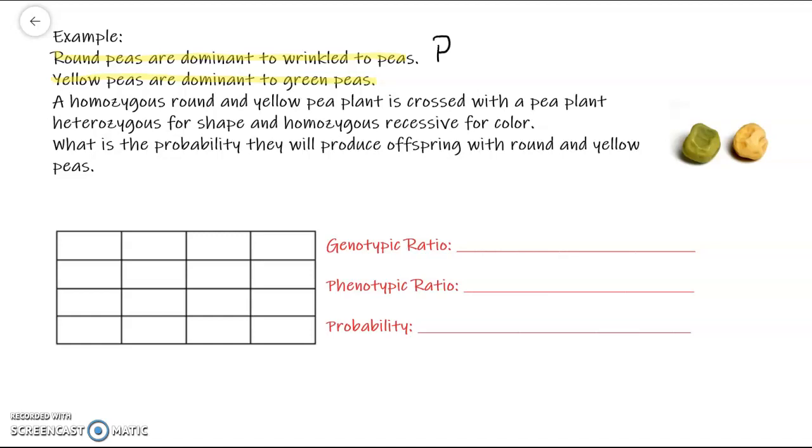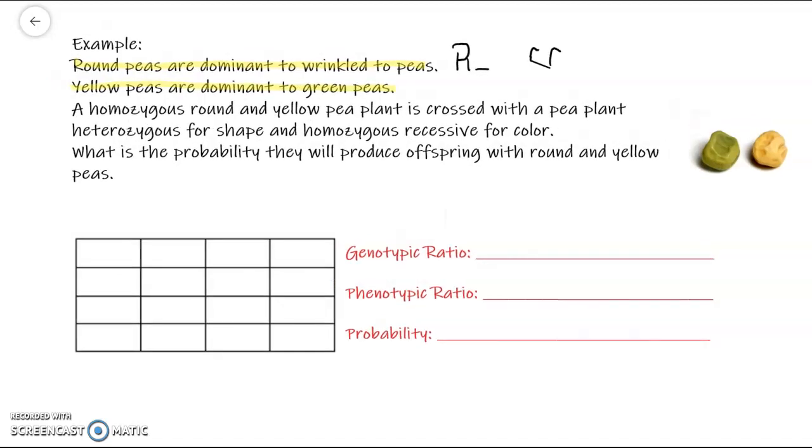Round is dominant to wrinkled, so the only way to be wrinkled would be 2 lowercase r's. Yellow, 1 big Y I'll choose, doesn't matter what the second allele is, is dominant to green peas, which are going to be homozygous recessive. Fix that right there so no one gets confused. 2 little r's. Let's read through the rest of our problem.